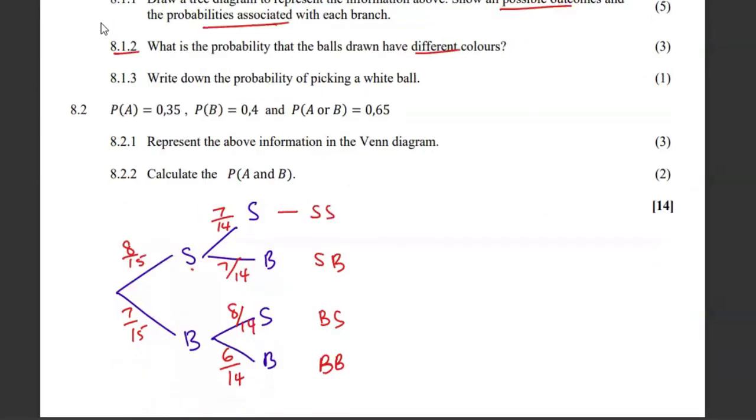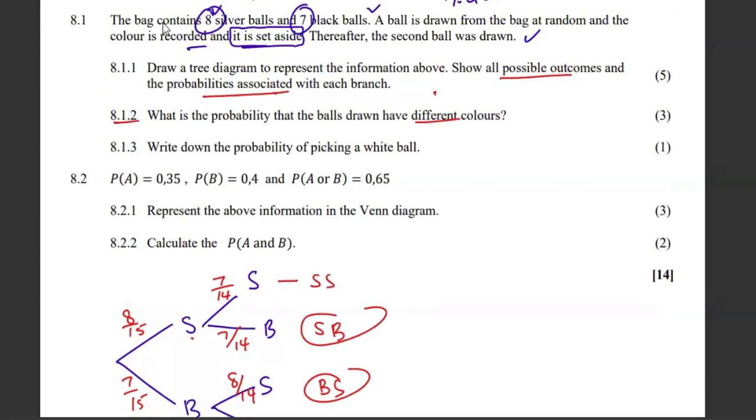So for different colors, we have silver, black, and then black, silver. So it's going to be 8 over 15 times 7 over 14 plus 7 over 15 times 8 over 14. So we multiply those two, plus them together. So it's the same as 8 over 15 times 7 over 14, I'll just say times 2. So this gives me 8 over 15.